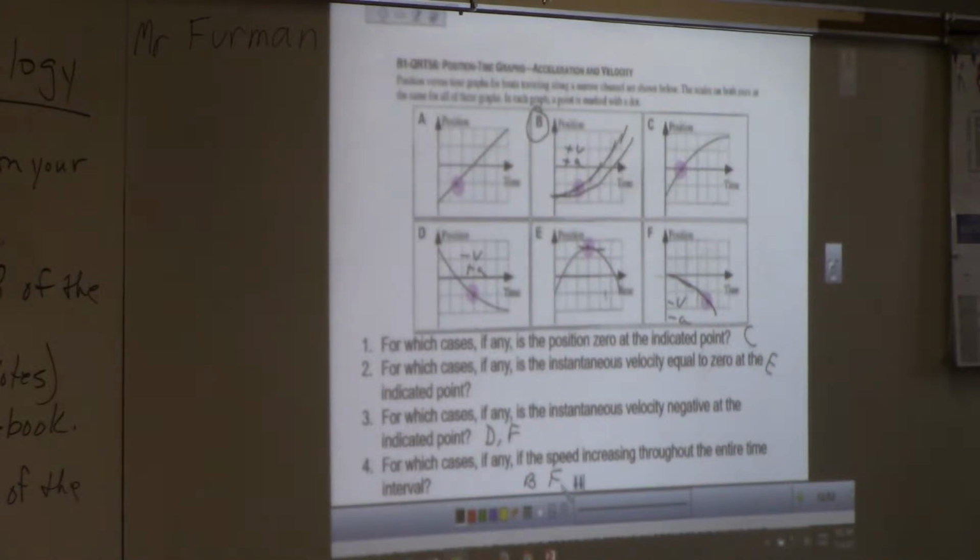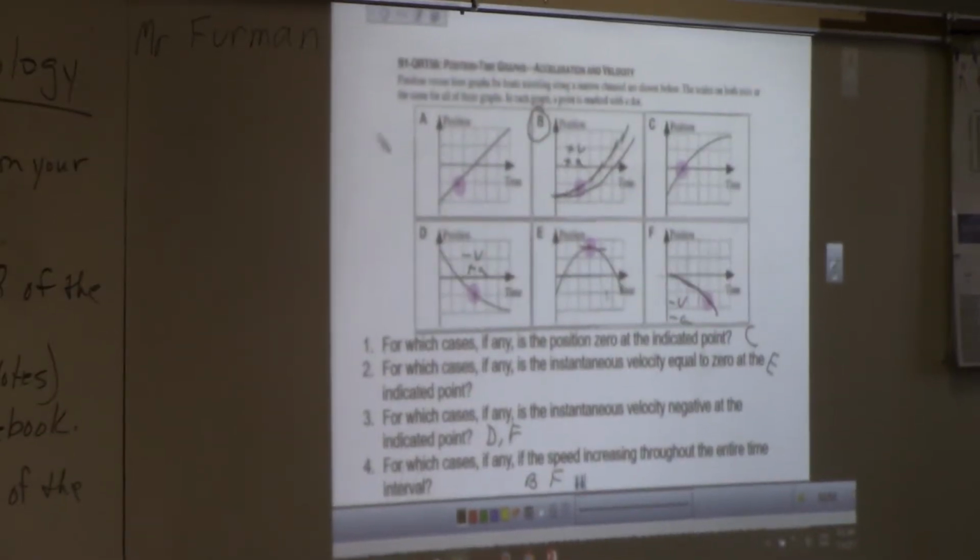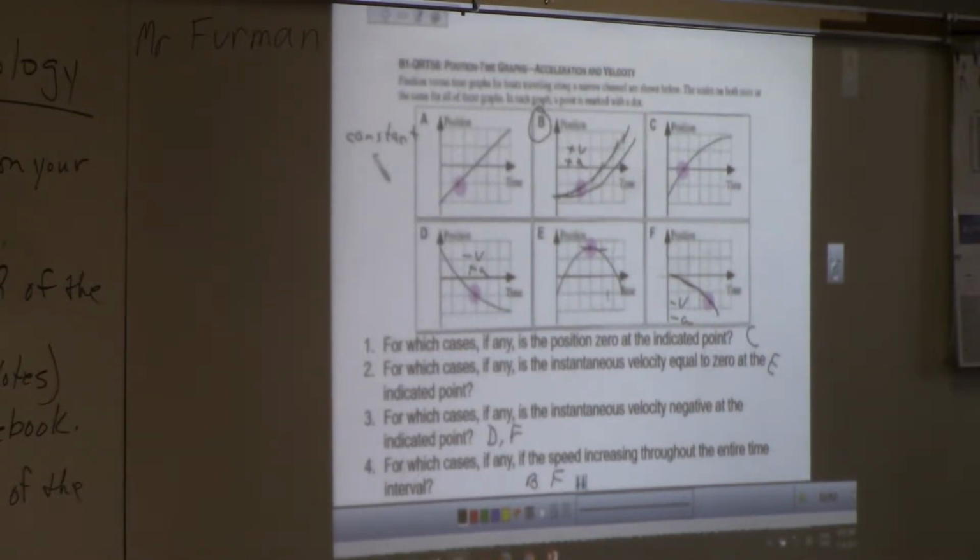What about A? What's the concavity of A? Is it concave up or concave down? Or neither? If there is no concavity, then it's not accelerating. So A has a constant slope, which means it has a constant velocity. And constant velocity is another way of saying no acceleration or zero acceleration.